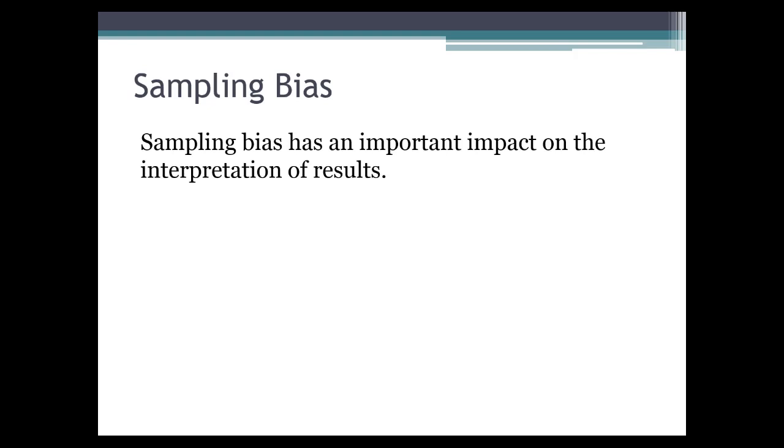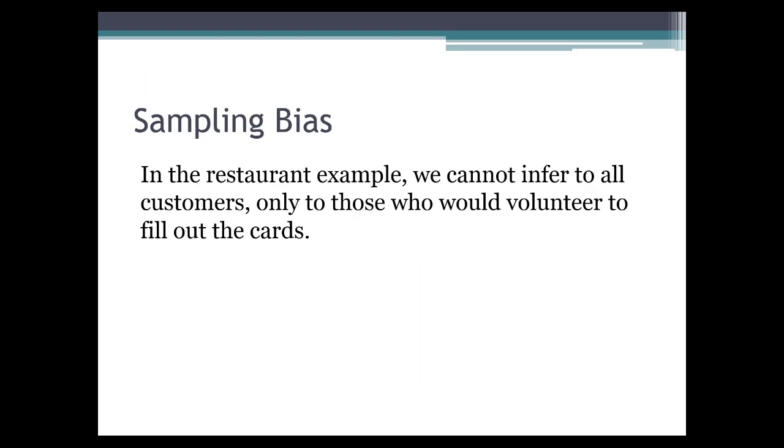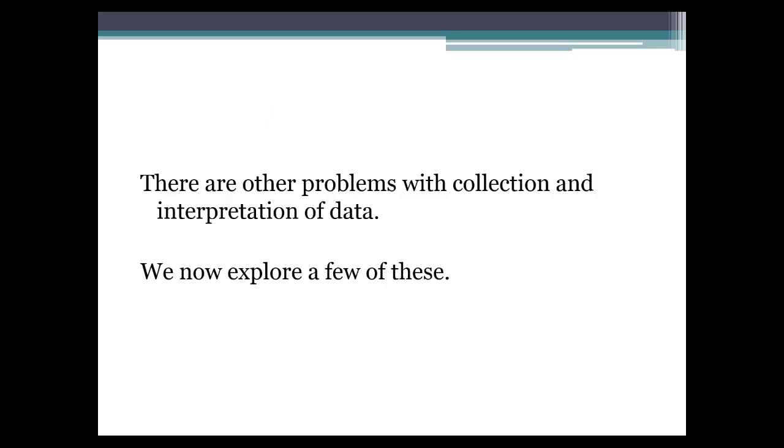So sampling bias, again, has an important impact on interpretation of results. What we do is we can really only conclude to the population that we've sampled from. In the Christmas shopping example, we can't infer to all Christmas shoppers, but instead we infer only to the people who shop at that mall on the day after Thanksgiving, because that was the sample we collected. And in the restaurant example, we can't infer to all customers of the restaurant, but only to the ones who would volunteer to fill out the cards. So you see how you get some pretty steep limitations based on sampling bias.